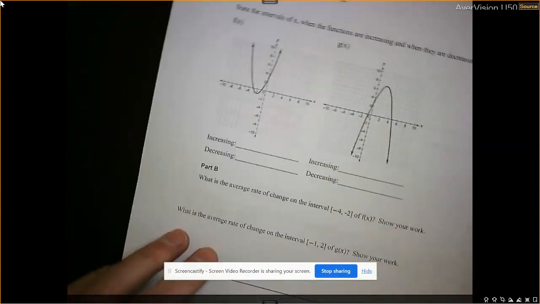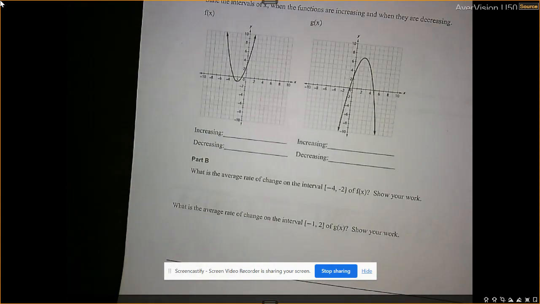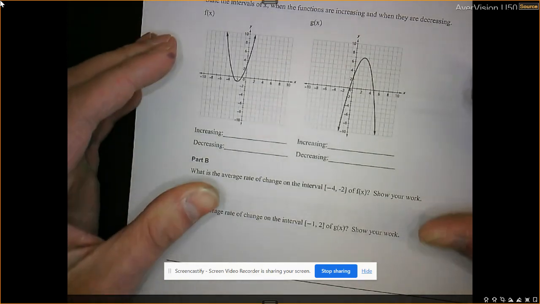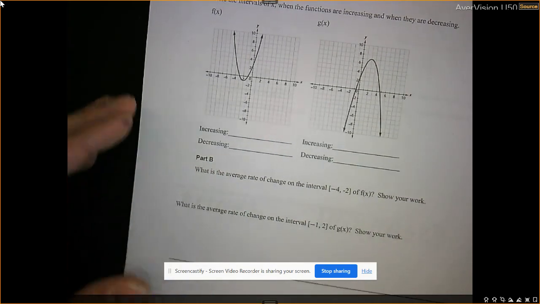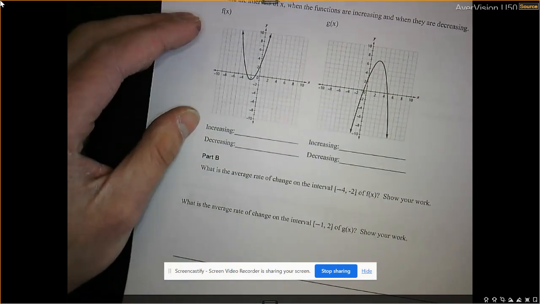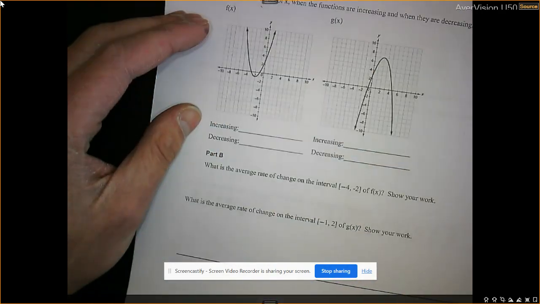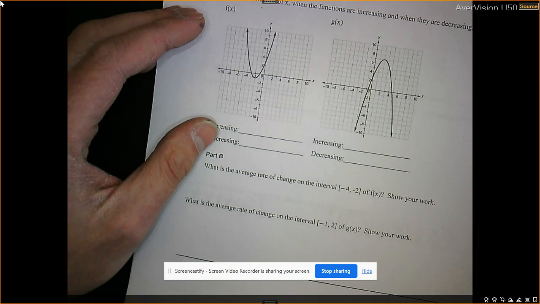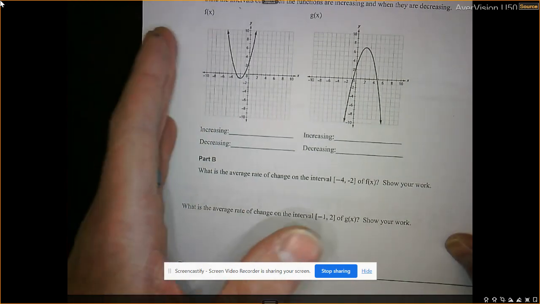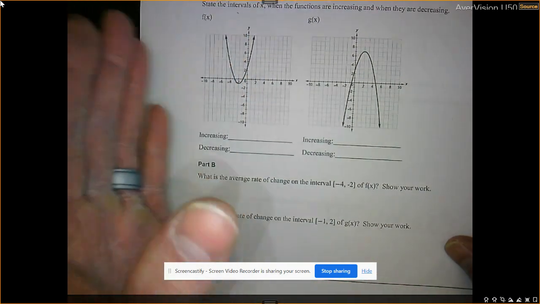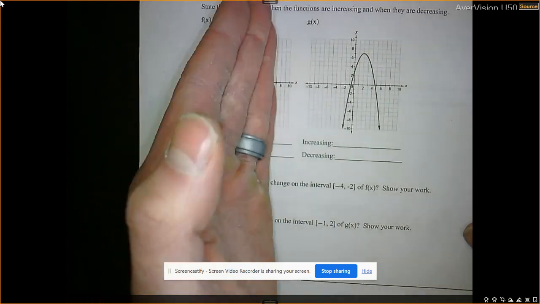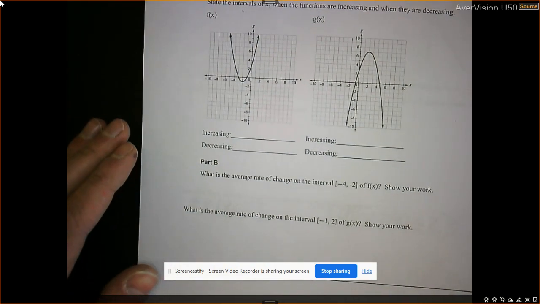Moving on to the very last page here. In 7, we have quite a few things going on. Let's worry about one thing at a time. First, when are we increasing here on this graph? And it says state the intervals. So we're going to go interval notation. And remember, if we're increasing, that means as we read left to right, I don't know anyone that reads right to left.